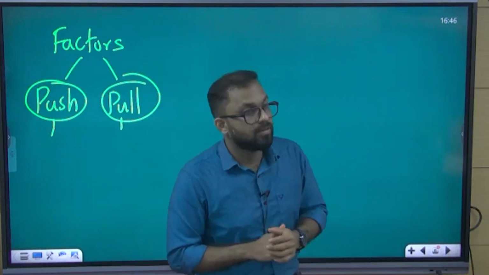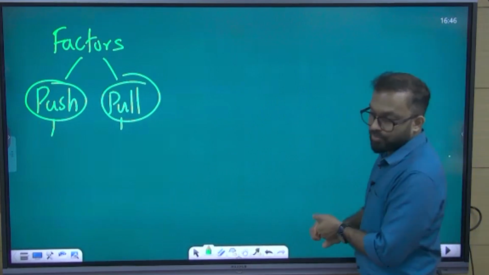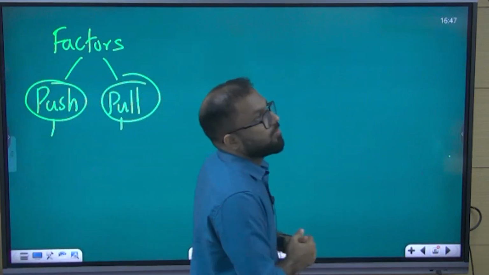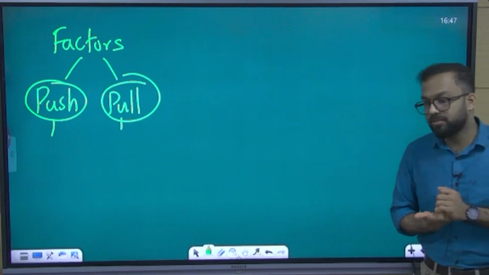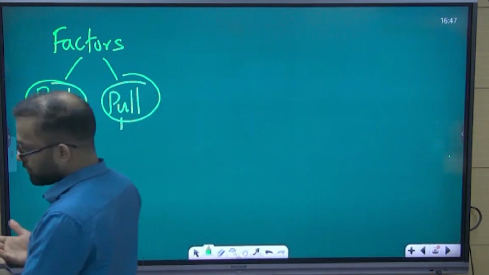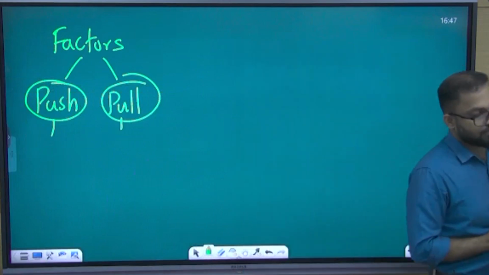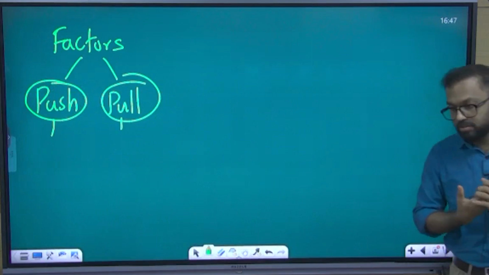Poverty, unemployment, political instability, war, climate change, pollution, natural hazards and disasters, all these are pressurizing people to move from a place towards the other. These are called push factors.